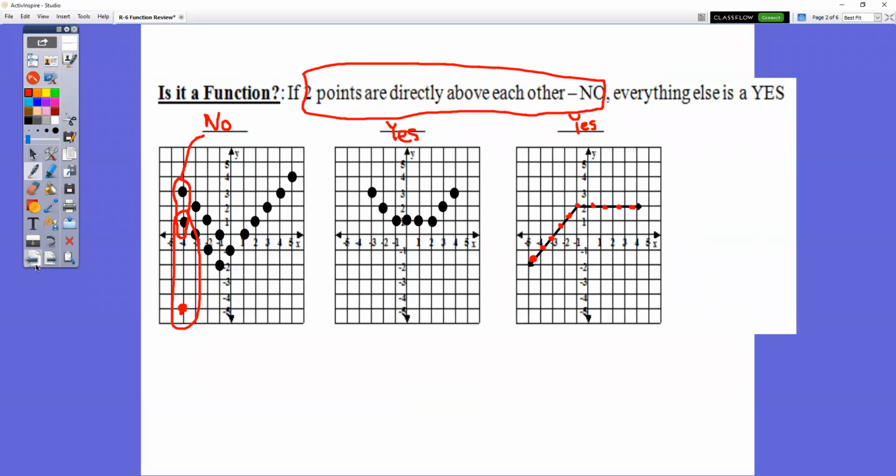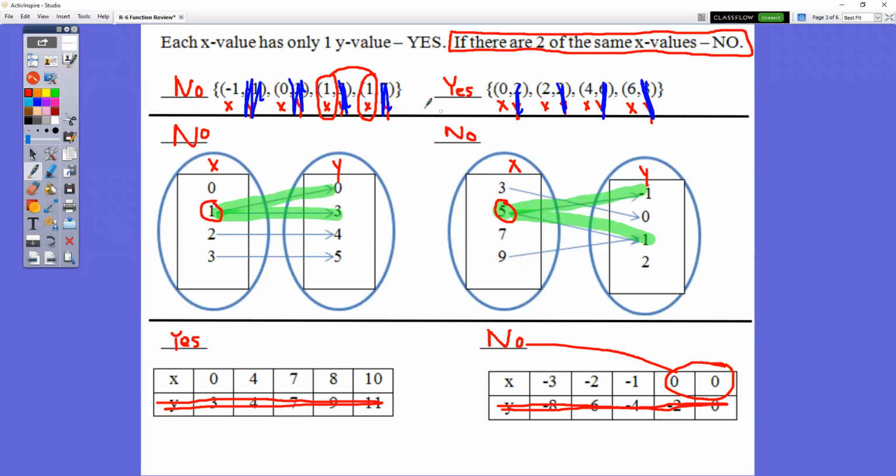So again, if you have 2 x values that are right above each other on the graphs, it's a no. If you have 2 x values that are the same, like the 1 and the 1 here, it's a no. If I use an x value twice, it's a no. And if I have two x values the same, like the zeros, it's a no.